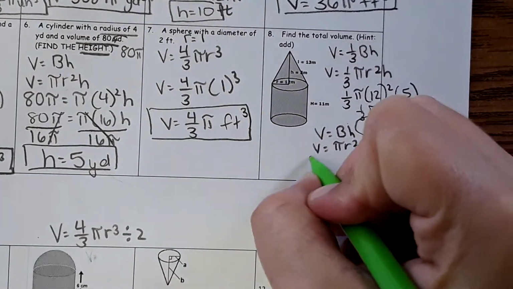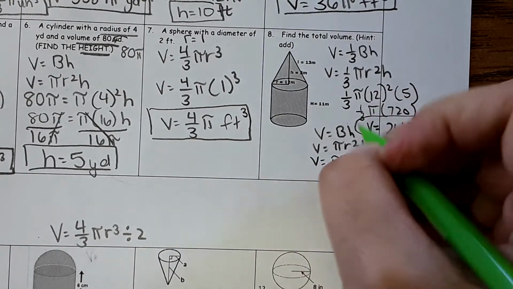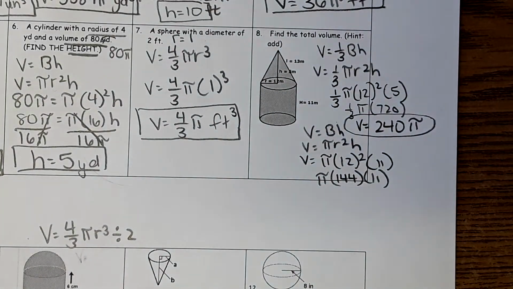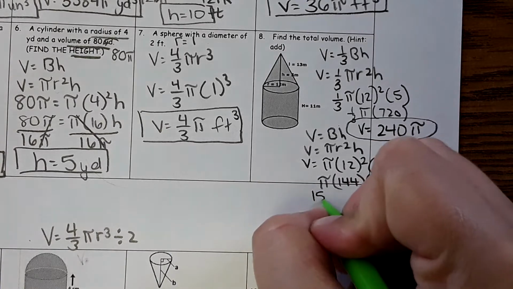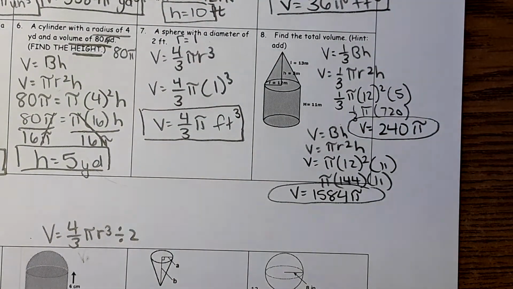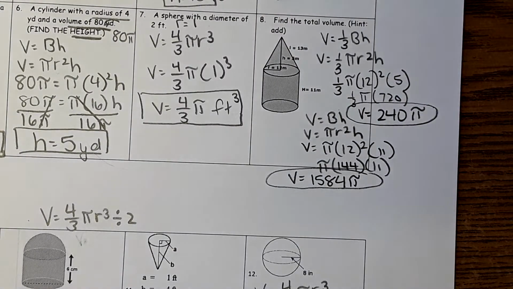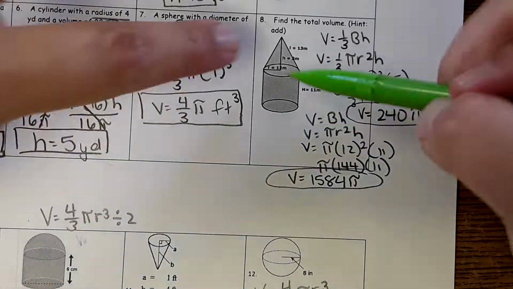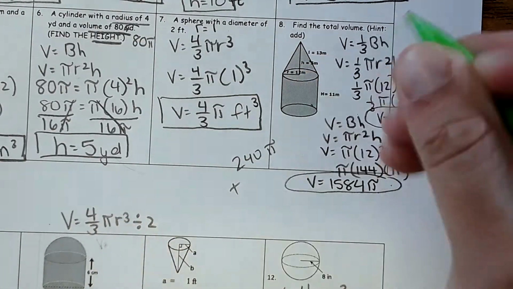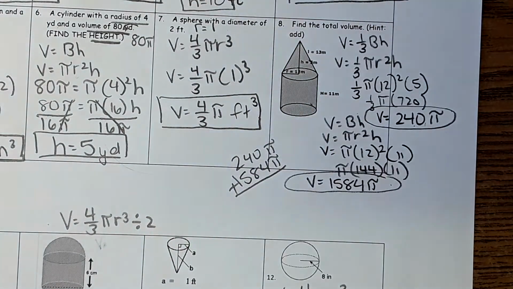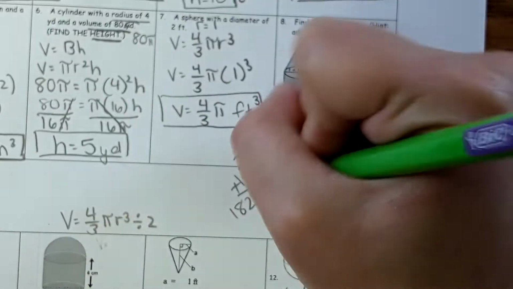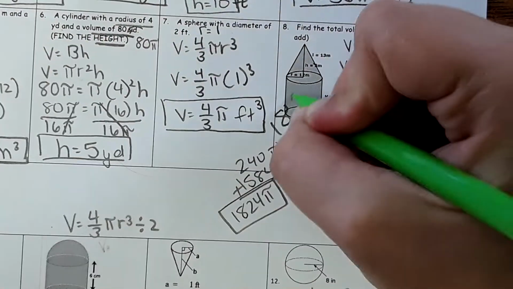So now for the cylinder, plugging in, radius is 12 again, and the height is 11. Okay, now I have this volume and this volume. To find the total volume, I need to add those two together. So 240 pi plus 1584 pi comes out to 1824 pi. And this is my actual answer, 1824 pi.